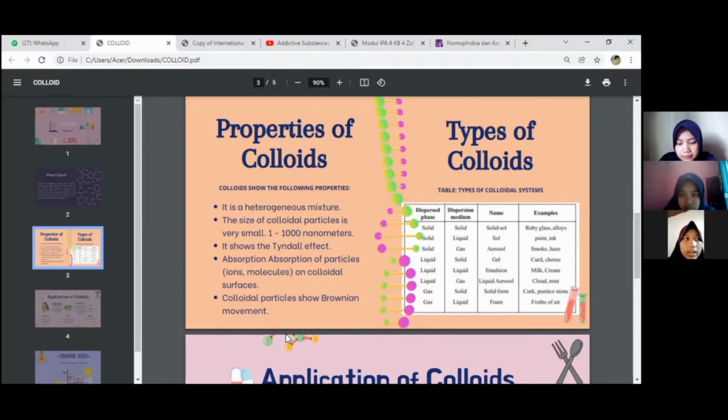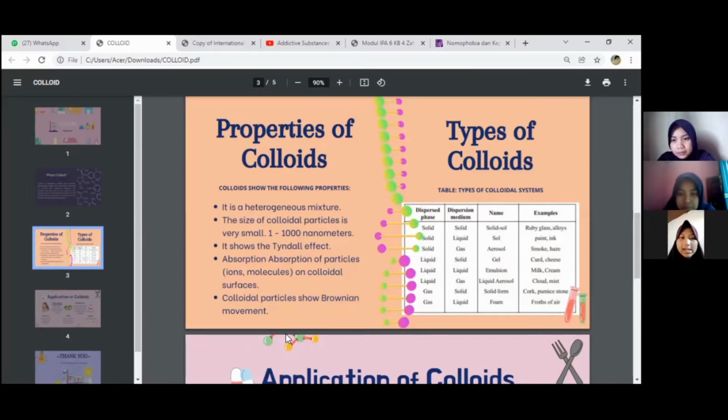Then I will take a not very common example. The dispersed phase is liquid, and the dispersion medium is gas. It is named liquid aerosol. The examples are cloud and mist. You know, a cloud contains liquid, rain water, inside the cloud, but it looks like a gas. Like that. I hope it can be understood, and you can see other examples of colloids.